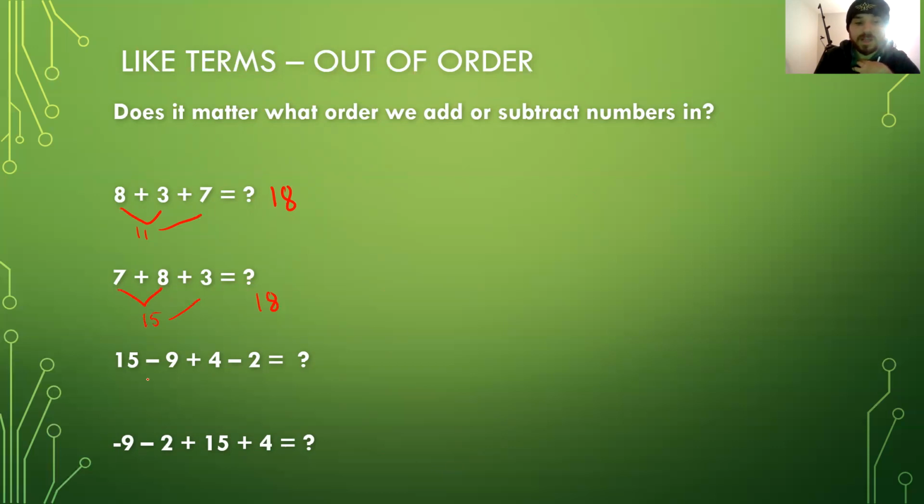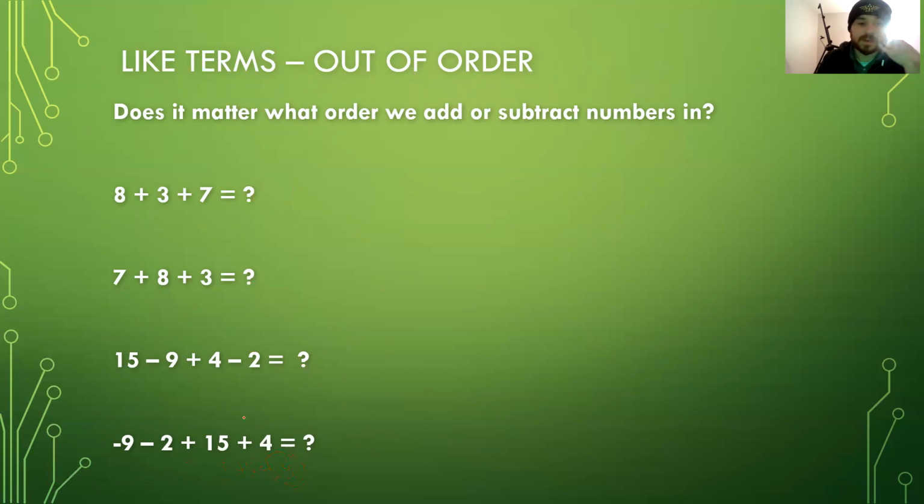If we look at a more complex example, so here we have 15 minus 9, that's going to give us 6. 4 minus 2, that's 2. We add these together, and we get 8. Here we have negative 9 minus 2, that's negative 11, plus 15, that gives us 4, plus 4, that gives us 8 again. So regardless of the order that I put those in, I still get to the same answer.